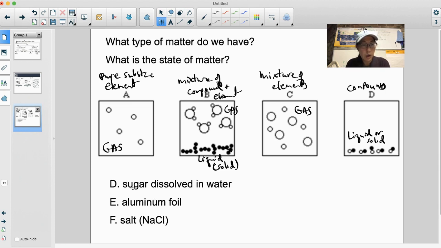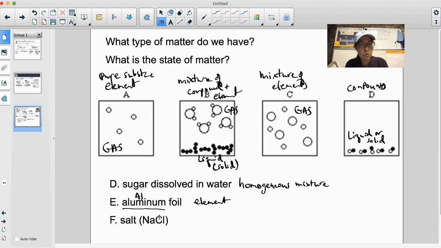Now, if we have a description like sugar dissolved in water, well, if the sugar's dissolved, I can't tell the difference between the top of the sugar water and the bottom. This is a homogeneous mixture. I know it's a mixture because we have sugar in it and we have water, and we can't tell the difference between the parts. Aluminum foil in E, well, aluminum is an element on the periodic table, so I gave it away. It's an element.